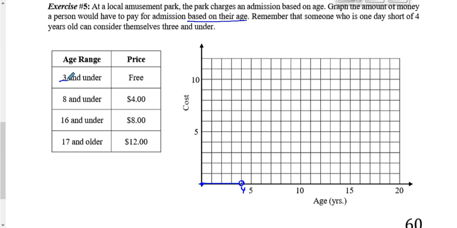8 and under. So 8 and under would go all the way down to what age? Down to 0. And up to what age? 4. There's where a closed circle would be, right? Does that make sense? So at 4, where does the closed circle go? What price? $4. Right? And it's 8 and under, so I'm going to take this out to an open circle where? To 9, not including 9, right?